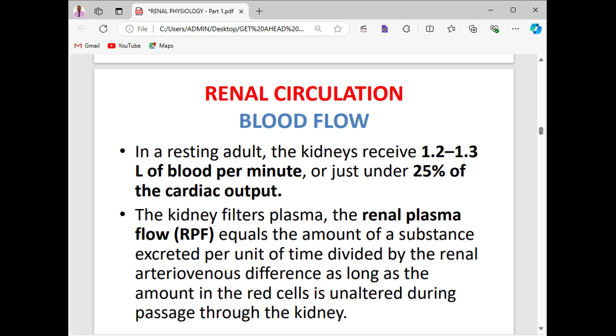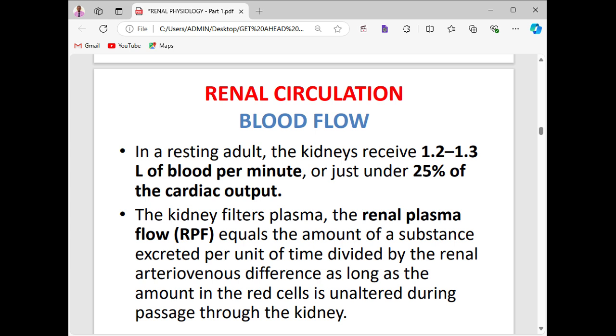Those efferent arterioles then drain into, number one, the peritubular capillaries. These capillaries surround the tubules of the nephrons. They also drain into, number two, the vasa recta, which are the ones that surround the loop of Henle, specifically of the juxtaglomerular nephrons.